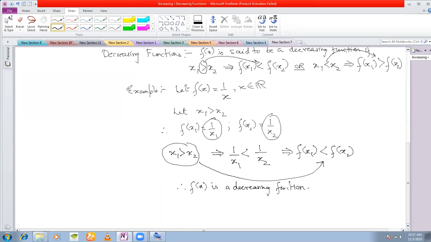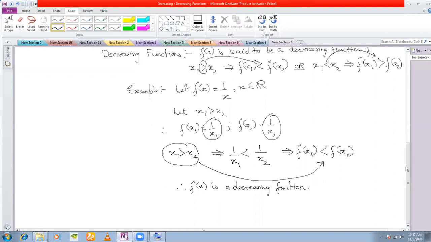Understood? So this was the definition. We started increasing and decreasing function. Okay, so this is the definition of increasing and decreasing. The basic, the very fundamental definition. Problems are not going to come from here, but you need to understand the definition of this.